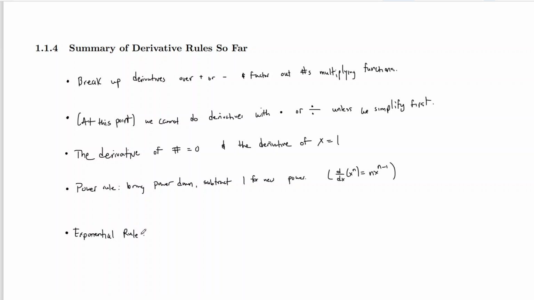And then the last thing we covered was the exponential rule. It gave us pretty much the derivative of just one specific function. The derivative of e to the x is itself. And in formula, that would be d over dx of e to the x equals e to the x.